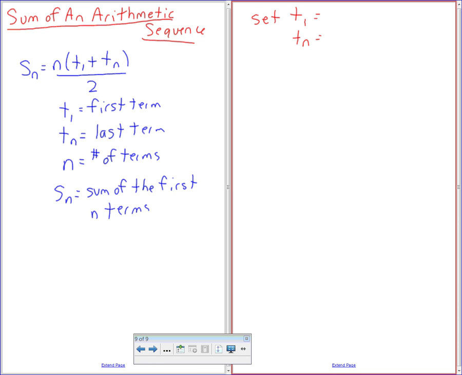What's something I can replace T1 with? Let's go the other way. What can I replace Tn with? What's Tn the same as? What's the general term of an arithmetic sequence? Matt, go. Oh goodness, guys, we just did two warm-ups on it. What's the general term of an arithmetic sequence? Tn equals a plus n minus 1 d.